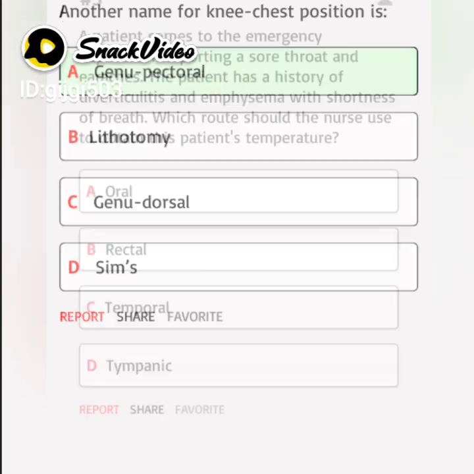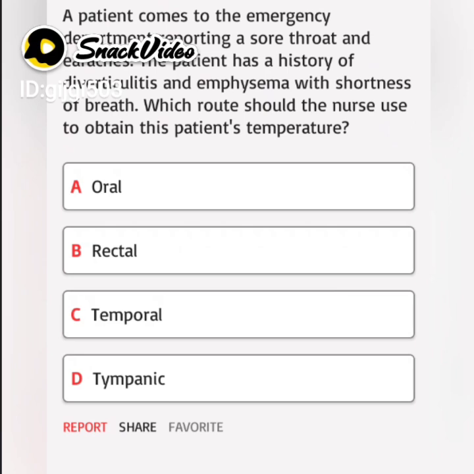Correct answer. A patient comes to the emergency department reporting a sore throat and earaches. The patient has a history of diverticulitis and emphysema with shortness of breath. Which route should the nurse use to obtain this patient's temperature? A, oral, B, rectal, C, temporal.